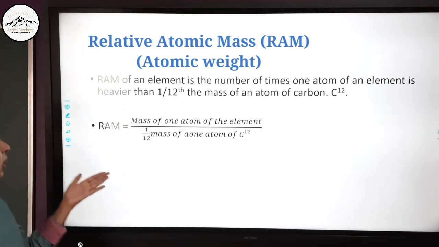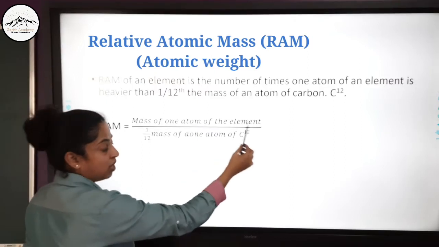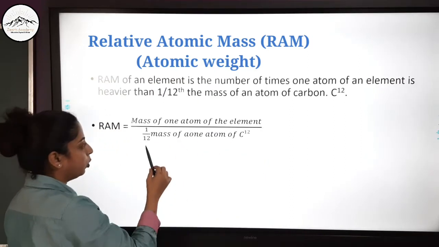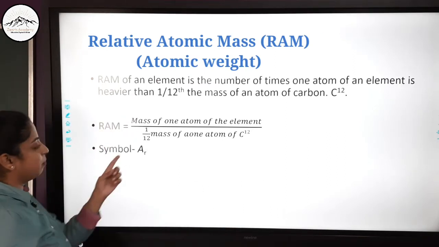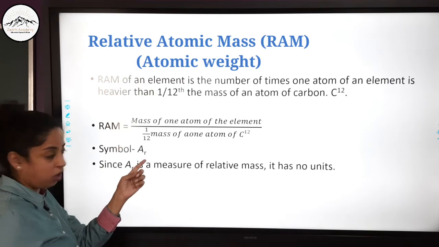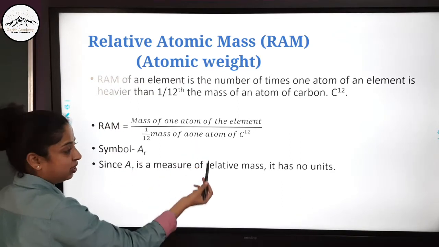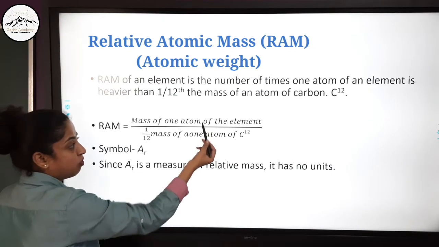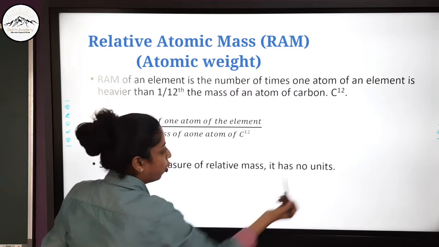So mathematically relative atomic mass is the mass of one atom of the element upon 1/12 the mass of one atom of carbon-12. Its symbol is capital A with a subscript of small r. Since it is a measure of relative mass, we are comparing the same quantities as a ratio, therefore it has no units.